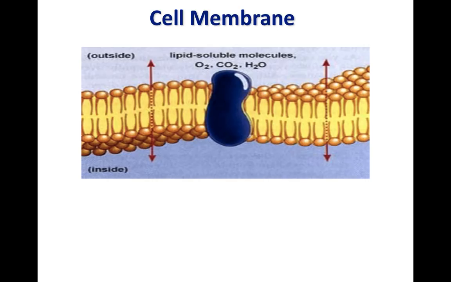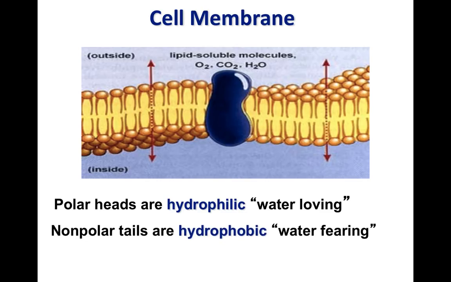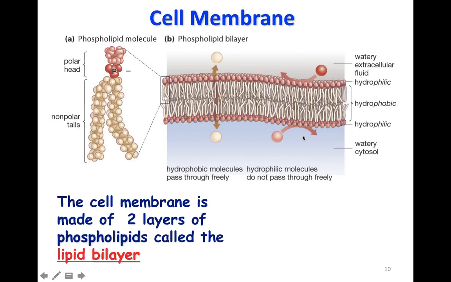Again, here's another diagram of our cell membrane. You can see the two layers, you got a layer and a layer, then you got a protein channel. Polar heads are hydrophilic, water-loving, so they're going to be on the outsides of the cell membrane. So here we have our phosphate heads, and here's the phosphate head as well. And then our non-polar tails are hydrophobic, so they're going to be pointing inward because they are water-fearing. And then it makes the membrane selective in what crosses. So certain things can cross this membrane, while other things cannot.